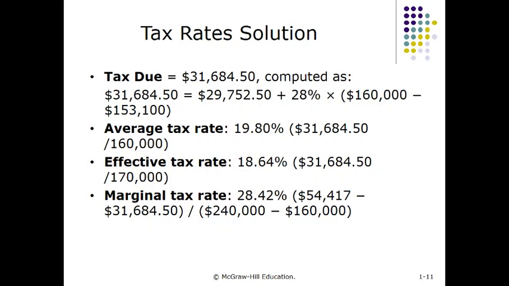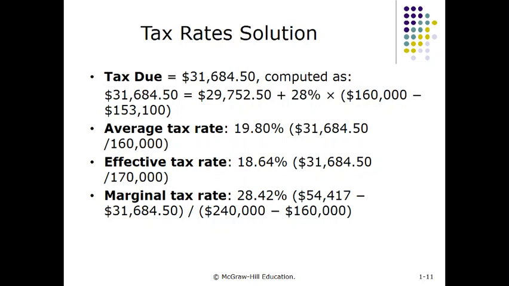So here, 31,684.50 is the amount of their tax due, and you would simply take that number and divide it into the 160,000 for your average tax rate. That's the amount of taxable income. Now, for the effective tax rate, notice that they've added the additional 10,000 of non-taxable income to the denominator. And so that makes the effective tax rate lower than the average tax rate.